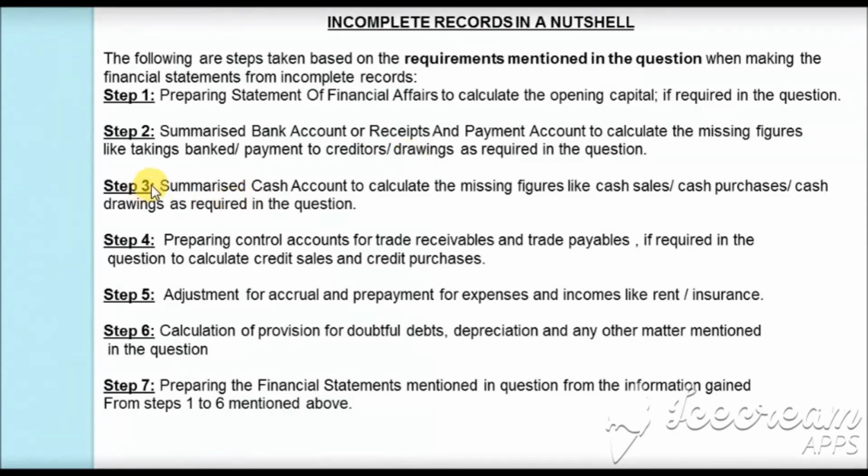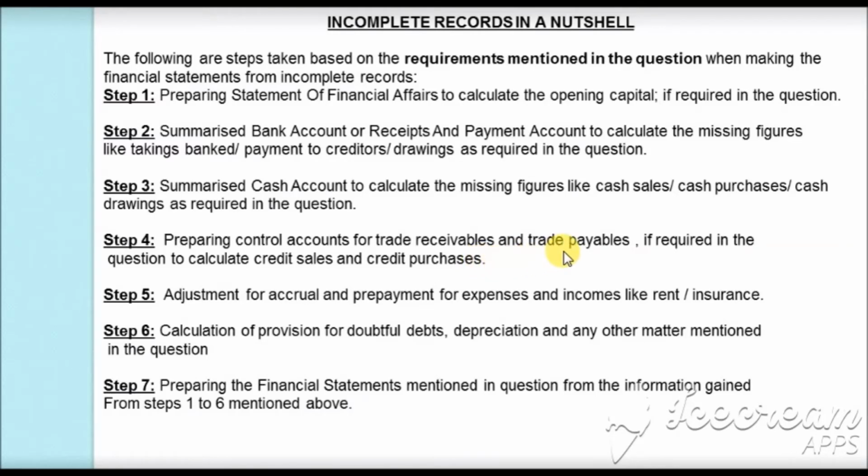Then in the third step, we make the summarized cash account to calculate the missing figures like cash sales, cash purchases, or cash drawings. And in this question, we were required to find the cash drawings, so we have made the summarized cash account. Then step 4, we prepare the control accounts for trade receivable and trade payable, and based on this we can find the credit purchases or credit sales. With trade receivable we find the credit sales, with trade payable we find the credit purchases.